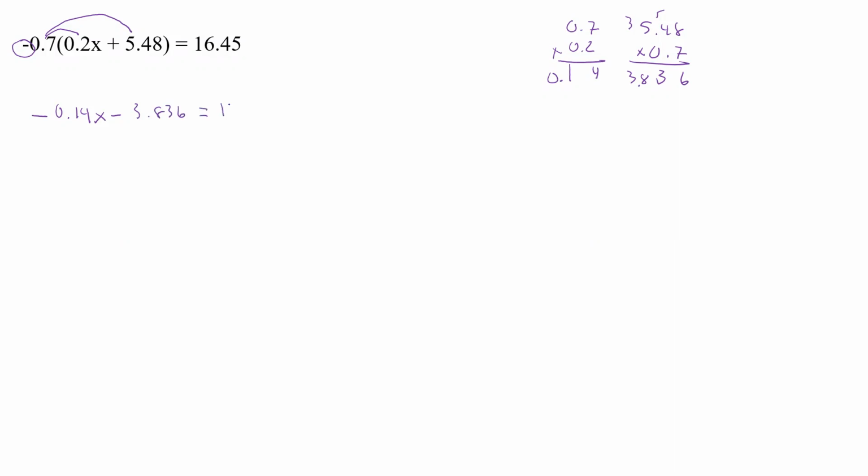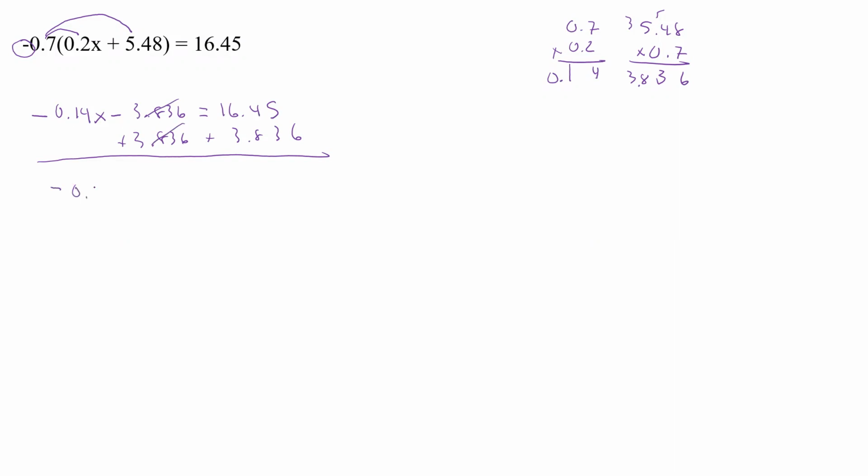That's all equal to 16.45. All right, so I've got the 0.14x here, that's negative, and I'm going to put all the numbers to that side. So I'm going to add 3.836 to both sides. Now when I do that, that cancels there.